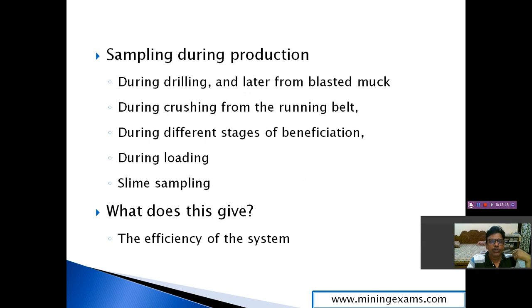Now sampling during production. During production, like you are working in mines, you have to take sampling during drill cuttings. From blasted muck you will collect. Then if you have a crusher, you collect the crushed sample in the running mill, because you can't go inside a crusher, no? So once you crush, the material comes from the belt or apron feeder. So you collect the material from there, that is one more sample.